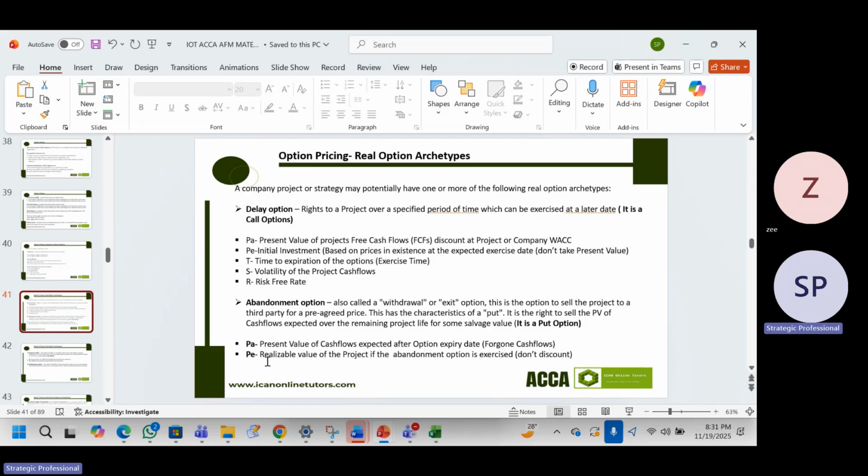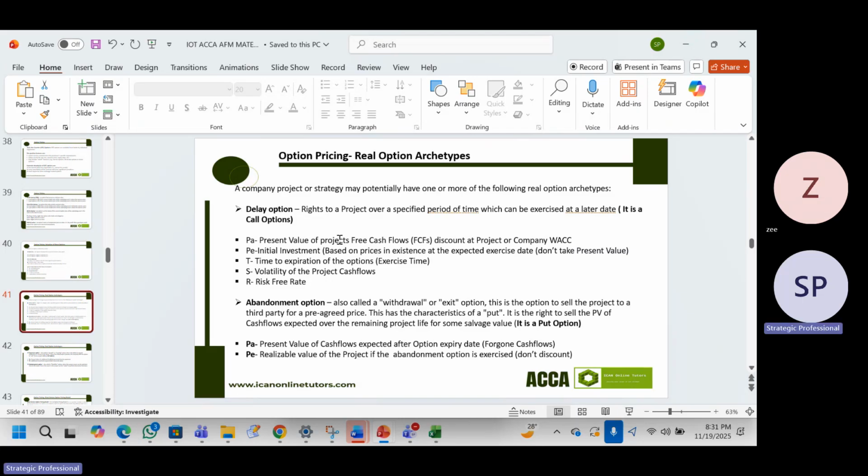And PE, the realizable value of the project if the abandonment option is exercised. So don't discount, please. The realizable value. So for most of it, it is their PA and their PE that are different, but there are other factors which are time, deviation, and risk free rate. They are usually the same. Sure, you understand? So take note of PA and PE. You must know those PA and PE for each of them. That's what you should pay attention to more. All right, so move on.